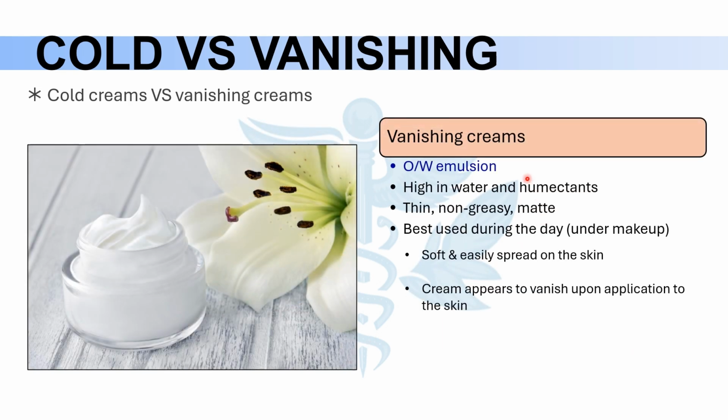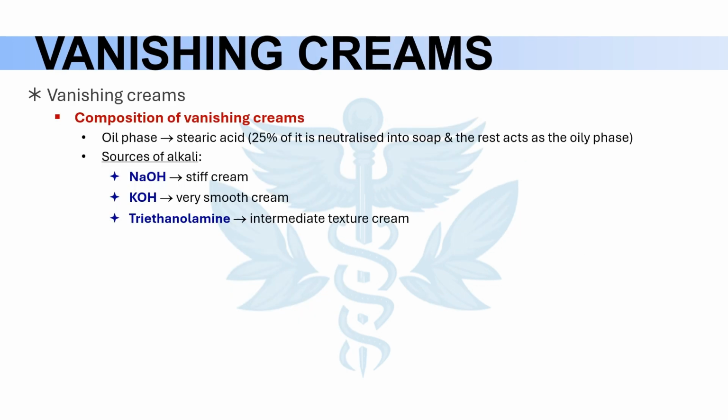When we come to talk about vanishing creams, they are the opposite. They are oil in water emulsions, and since the external phase is aqueous, vanishing creams have a high water content, and hence they are thin, non-greasy, and have a matte texture, and they are best used during the day under makeup. They are soft and easily spread on the skin, and from its name, when we apply vanishing creams to our skin, they appear to vanish, hence the name.